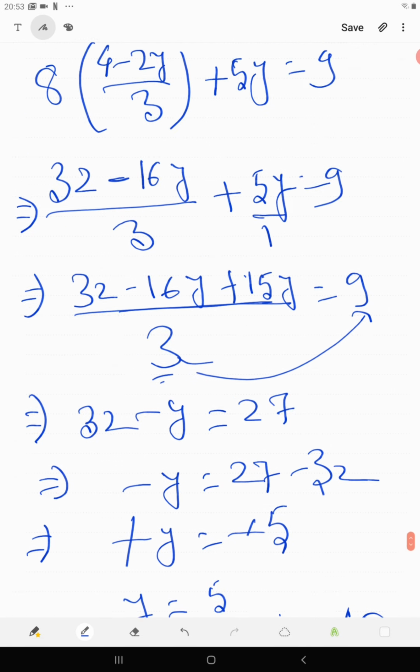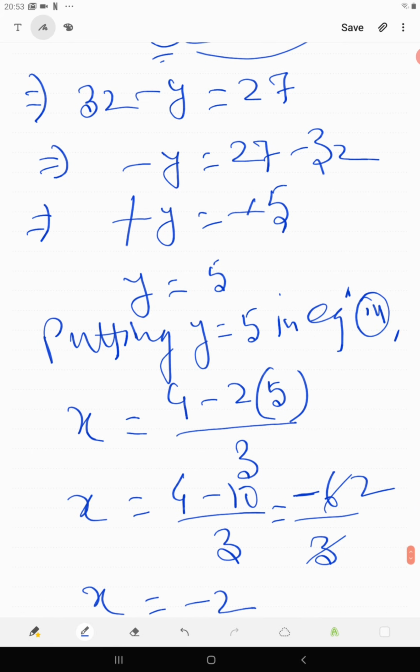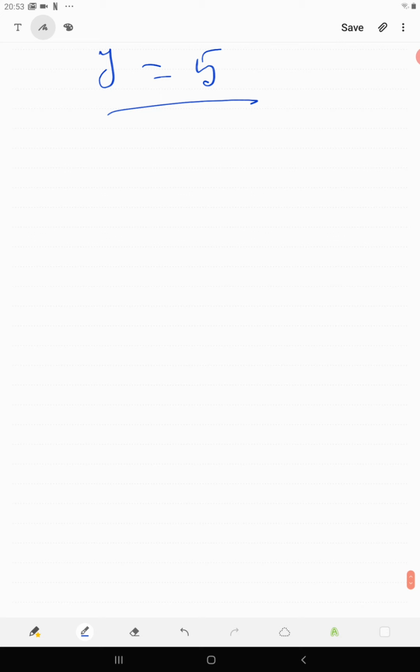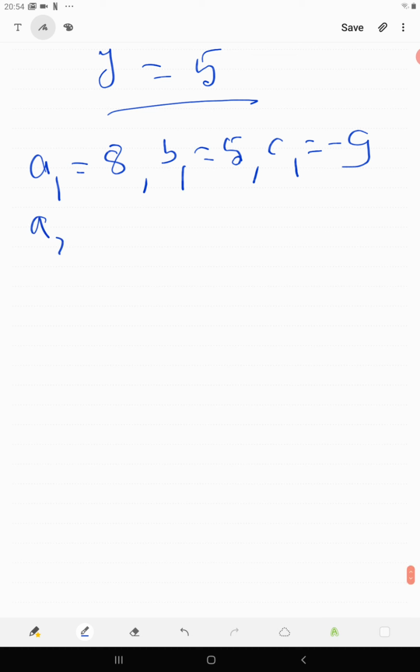Okay. So for the cross multiplication method, we need to find a1, b1, c1, a2, b2, c2. Okay. So we have a1 equals 8, b1 equals 5, and if you bring 9 towards the left, it will be minus 9. So c1 will be equal to minus 9. Okay. And then a2 equals 3, b2 equals 2, and c2 equals, since 4 on the right will become minus 4 on the left, because positive on the right becomes negative on the left. So c2 will be minus 4.